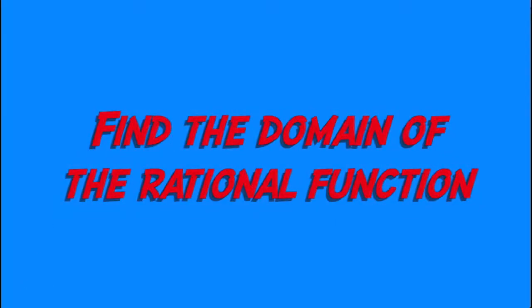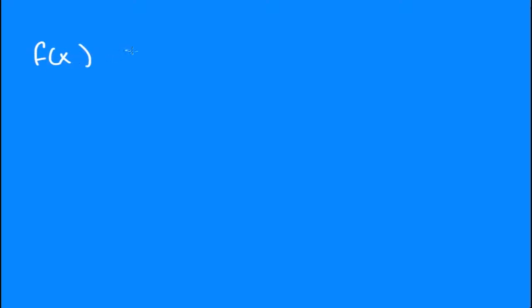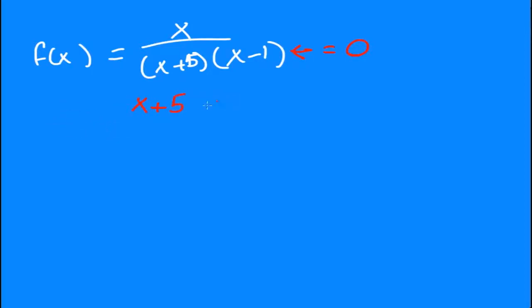Now let's go do another one. Find the domain of the rational function. How are we going to find the domain of a rational function? Well, let's see. We're given x over (x plus 5) times (x minus 1). What you want to do is make the bottom part of your rational function equal to 0. So we need two numbers that make this equal to 0. So x plus 5 equal to 0 and x minus 1 equal to 0. So x equals 1 and x equals negative 5. So your domain would be x is not equal to negative 5 and x is not equal to 1. Yes. So there you go.